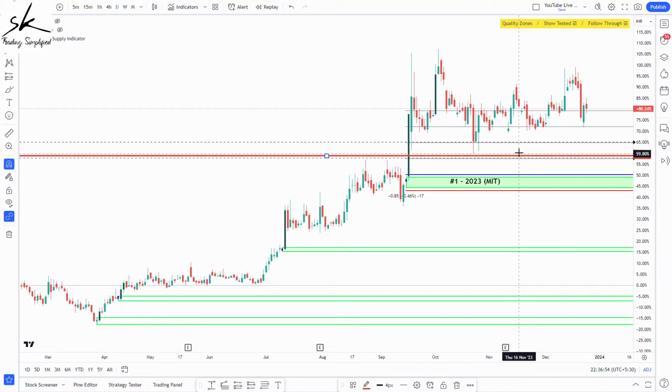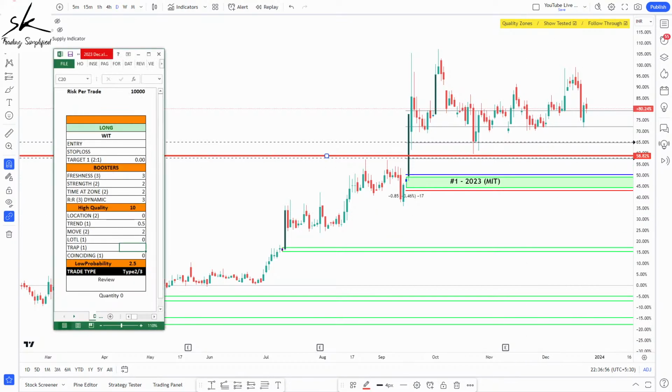All right, so coming back to it, yes, it can work like a bear trap. And since it can work like a bear trap, we'll give it a score of 1. If you look at the overall scoring, we have a score of 10 out of 10 for quality, which makes it a high quality zone, and a score of 3.5 out of 8, which makes it a low probability zone. So a high quality but low probability zone can be traded as a type 2 or a type 3 trade.